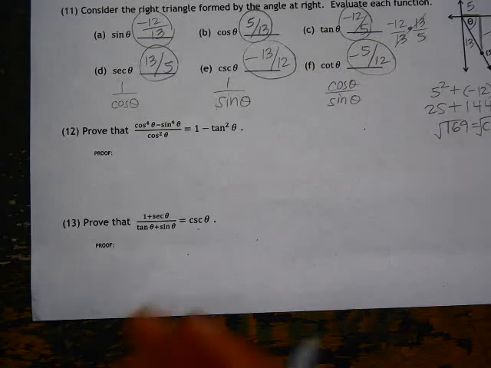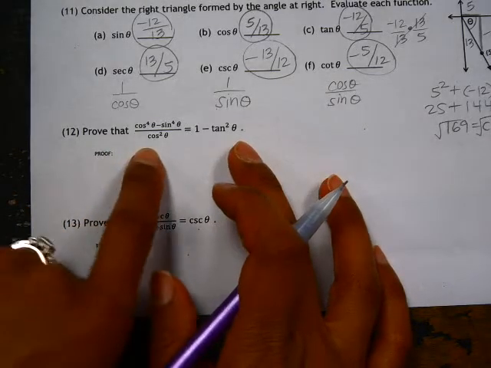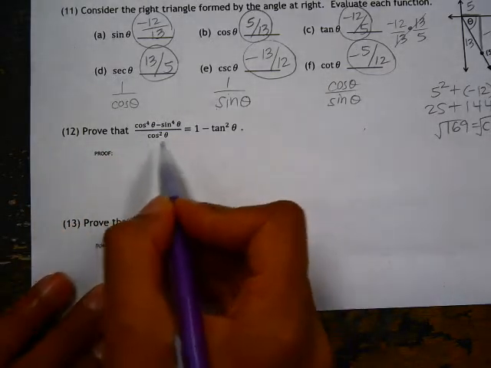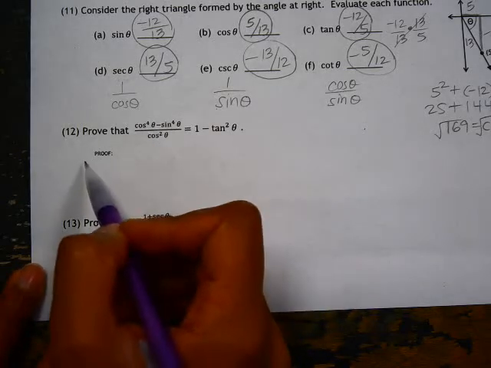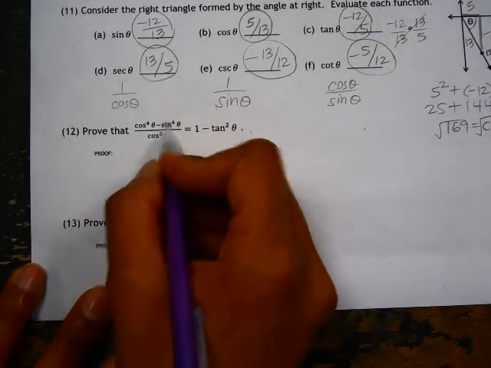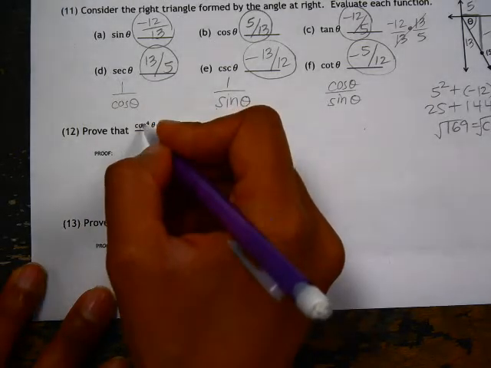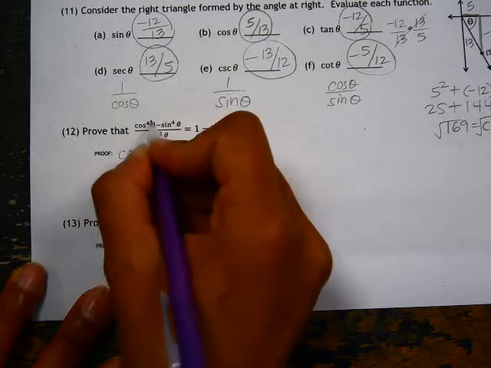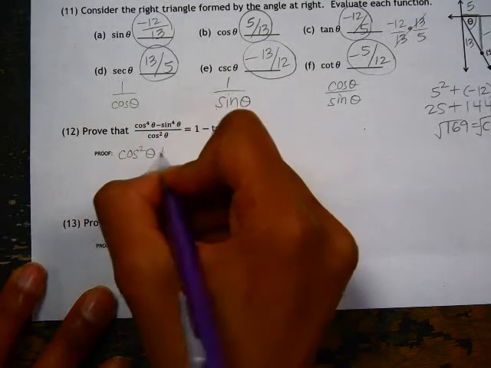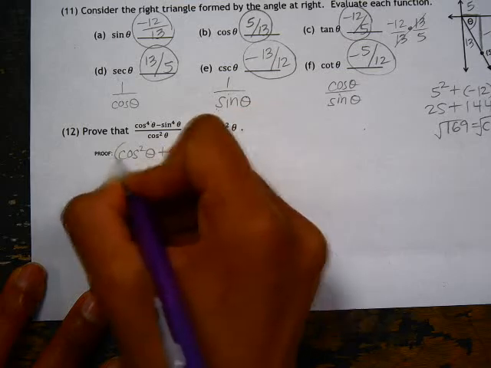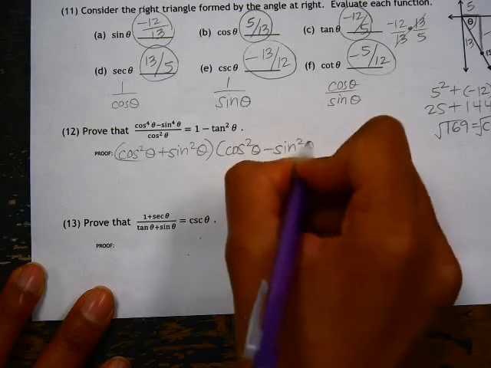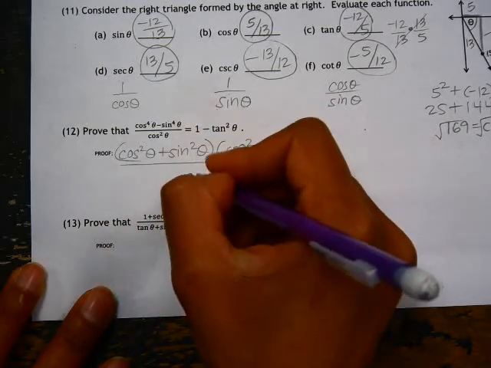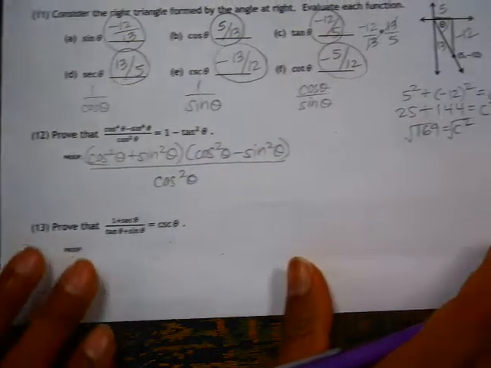In 12 and 13, we're doing some proofs, and we're trying to prove that the left and the right side of the equation are equal. So here on the left side, when we look at the numerator, this is a difference of squares, so we're going to try to rewrite this by factoring. So difference of squares, so this would become cosine squared plus sine squared times cosine squared minus sine squared over cosine squared.